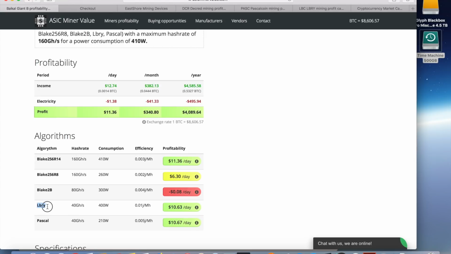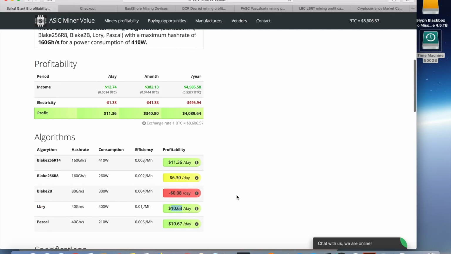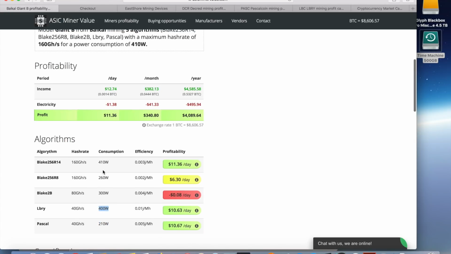And then you have Library Credits, which has been around for a little while. You're making $10.63 a day. And you also have Pascal, which is a fairly new coin. I think they launched in December. I could be wrong, so don't hold me to it, but they're fairly decent at $10.67 a day, and the wattage is very low. So you're not going to be burning a lot of electricity, and I laid these miners out up here, which I'm going to go over.